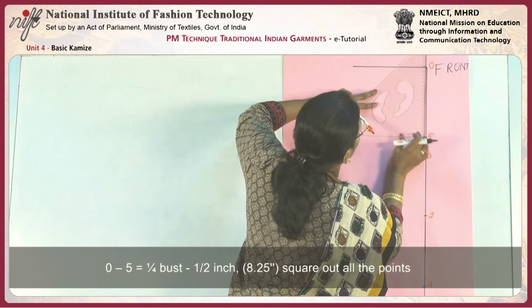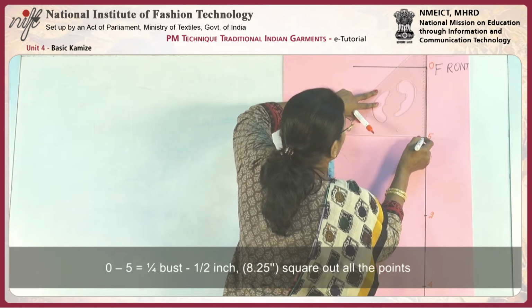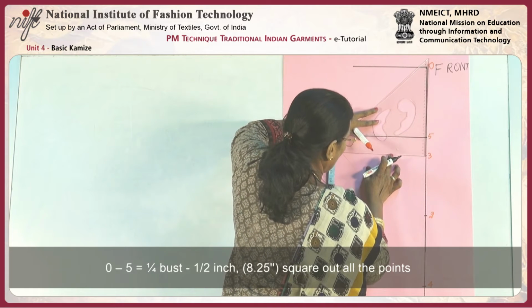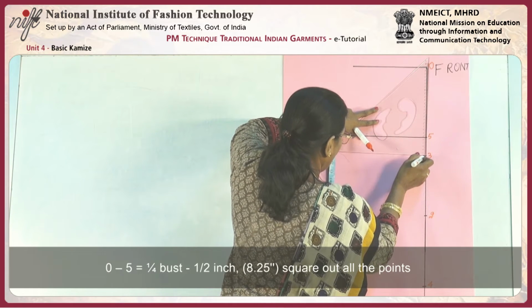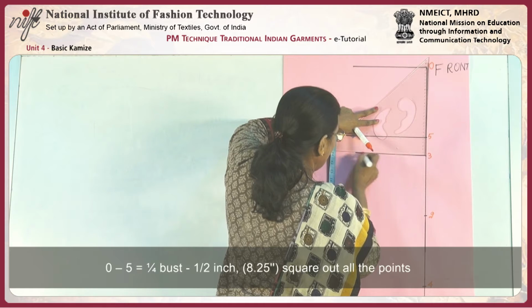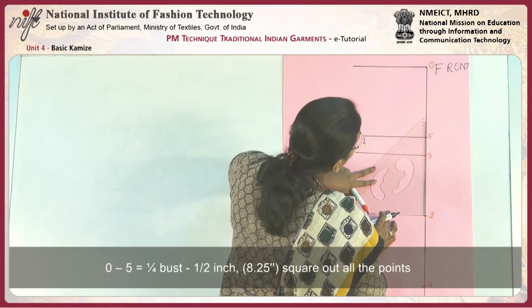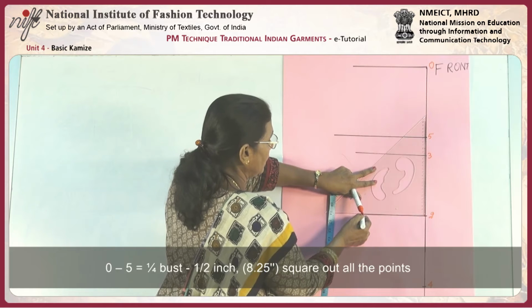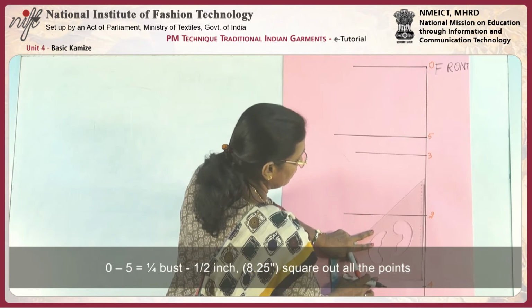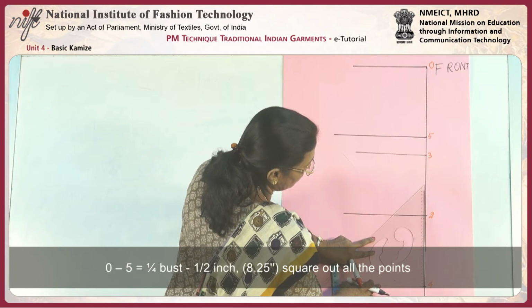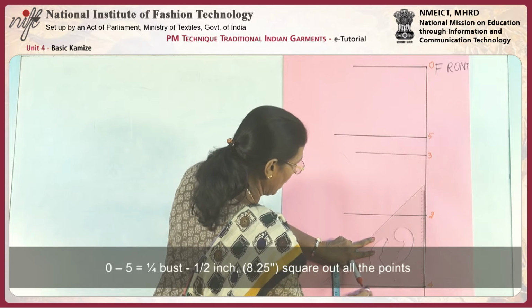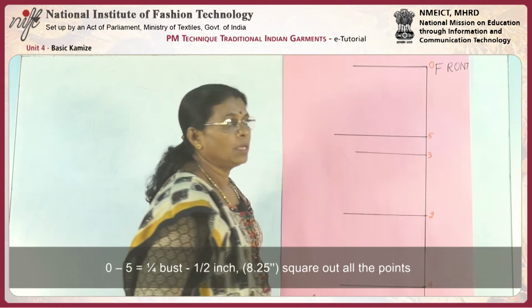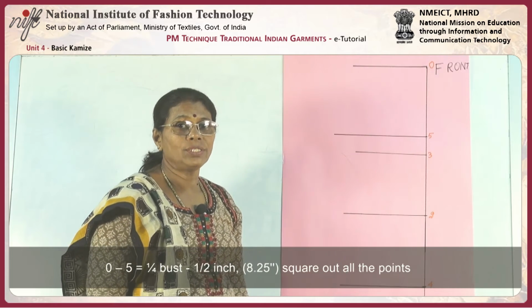As basic lines: chest line, bust line, waistline, and hip line. These are the basic lines to be drawn.